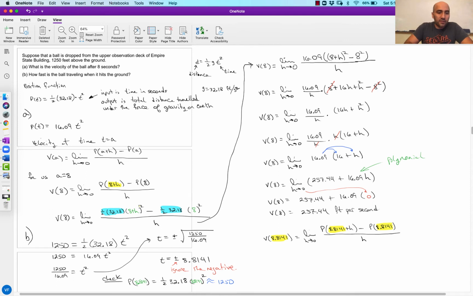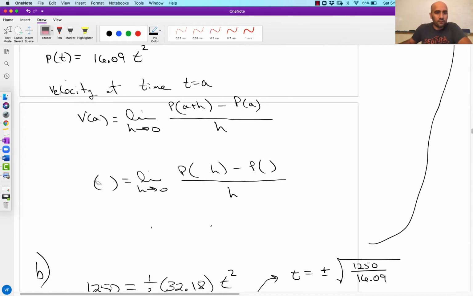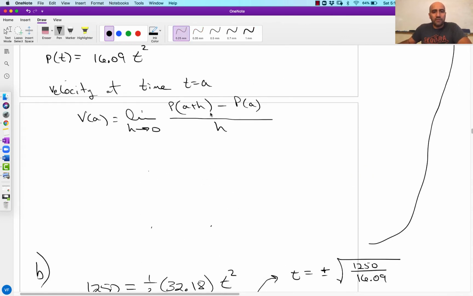Okay, so I'm going to erase all of this work here, and I'm just going to replace it all with an a and leave it as a variable, and then at the very end we'll replace the a with the 8, and we'll see that we'll get the exact same answer, and then we'll be able to replace the a with this new time stamp of 8.8141, and we'll see we'll get our answer in a much easier way. Okay, so I'm going to erase a bunch of stuff here. Okay, so we want to leave this alone. Leave it as a variable and solve it that way.